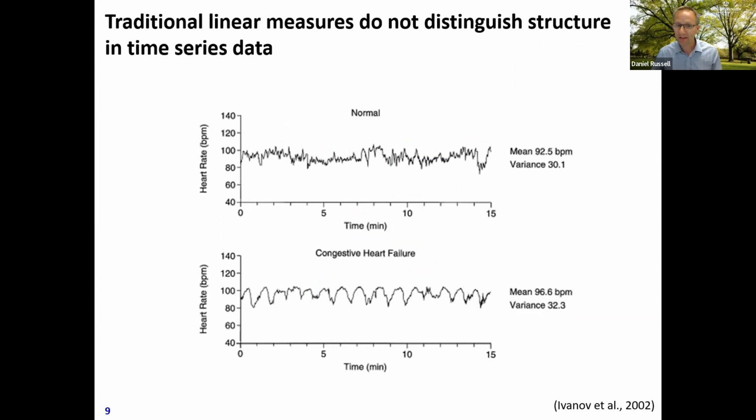So here's some data. We saw the top graph before, of a healthy individual and their heart rate. And the bottom graph is an individual with congestive heart failure. I think it's quite easy to see that there is some sequence in the heartbeats there. But if you just look at the mean and the variance, you see that there's no difference in those. So we're not able to distinguish any structure, any difference between these two time series using linear measures. So we need to think about this. There's some structure there. How can we detect it?